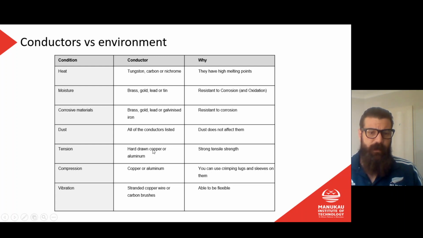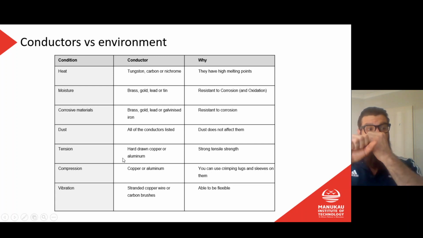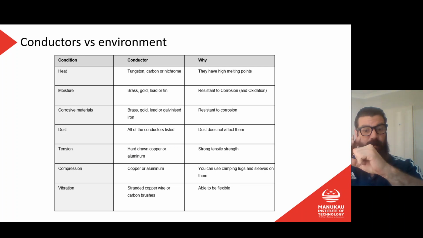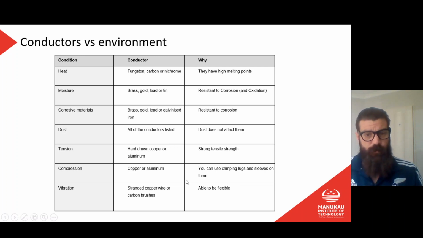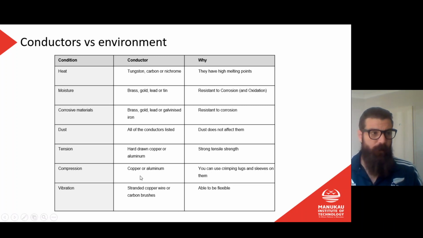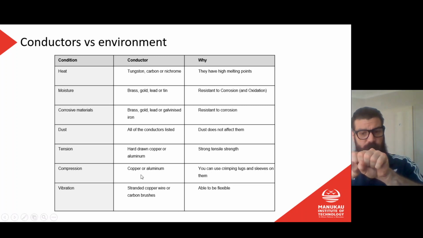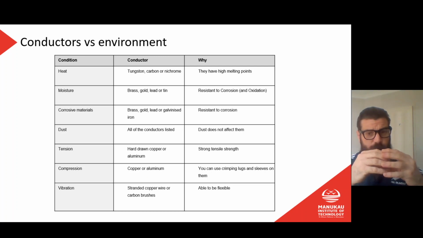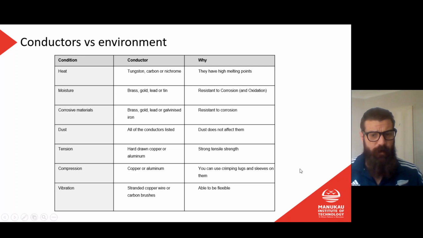Dust does not affect any of our conductors. Tension, so that's when we've got hanging lines like a power line or anything that's hanging, so it's going to be pulled. We would use hard drawn copper or aluminium because they have strong tensile strengths. Aluminium is better than copper in that regard. Compression, so if the conductor is going to be squeezed anywhere under compression force, again we would use copper or aluminium. And it says that you can use crimping lugs.